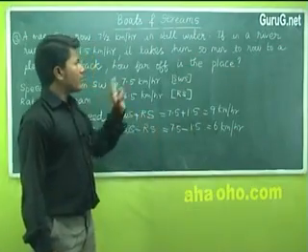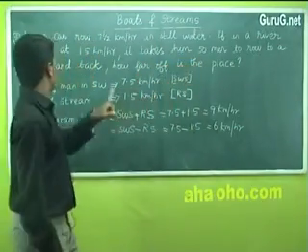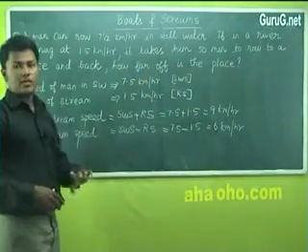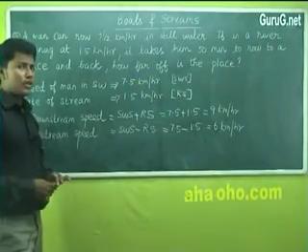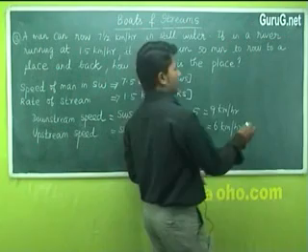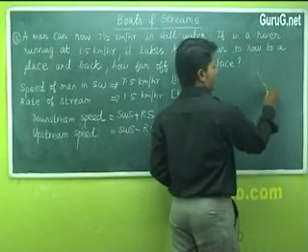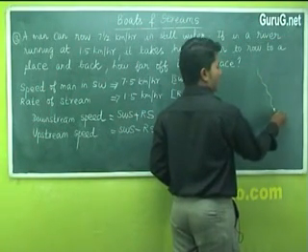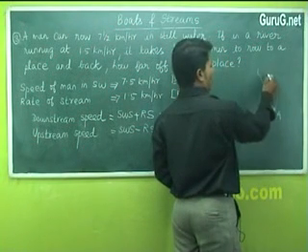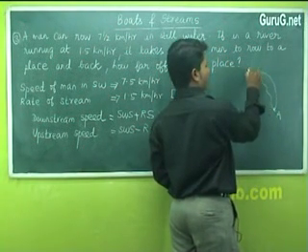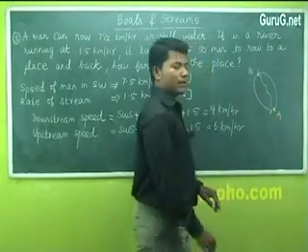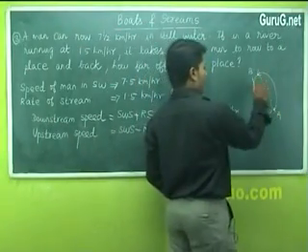Now what is given? It takes him 50 minutes to row to a place and back. How far off is the place? That is, now he is at a particular point. So the river is flowing like this. He is at a particular point, say A. Now from A he goes to a place, say B. And from B he comes to the same place.